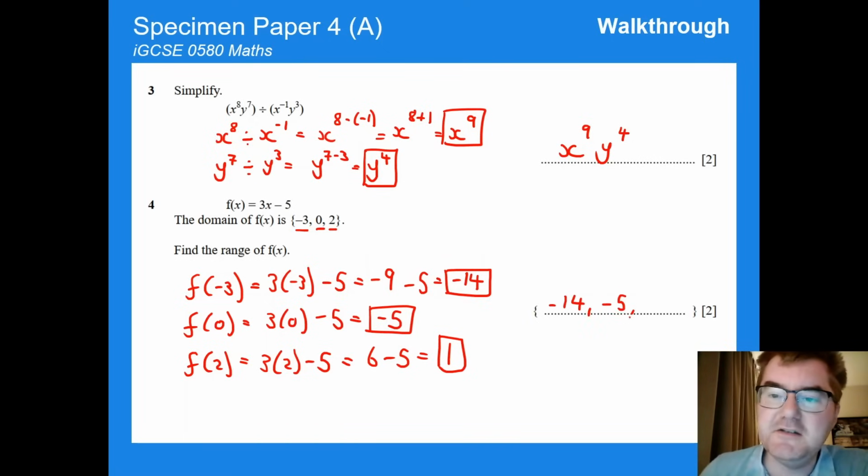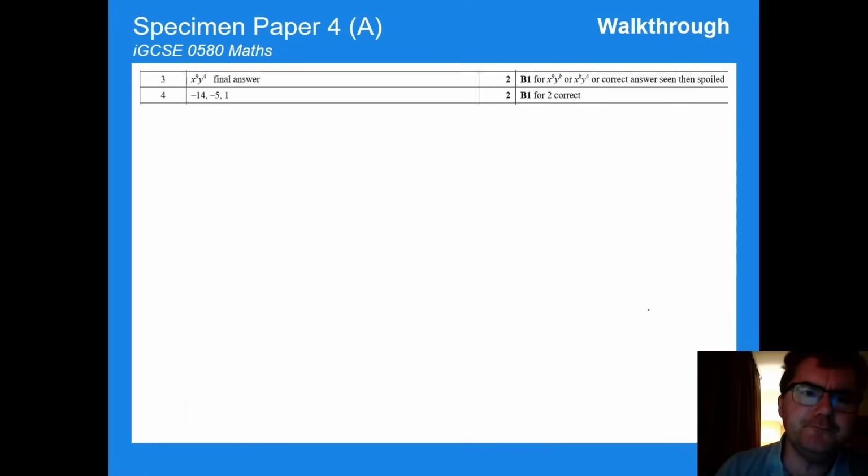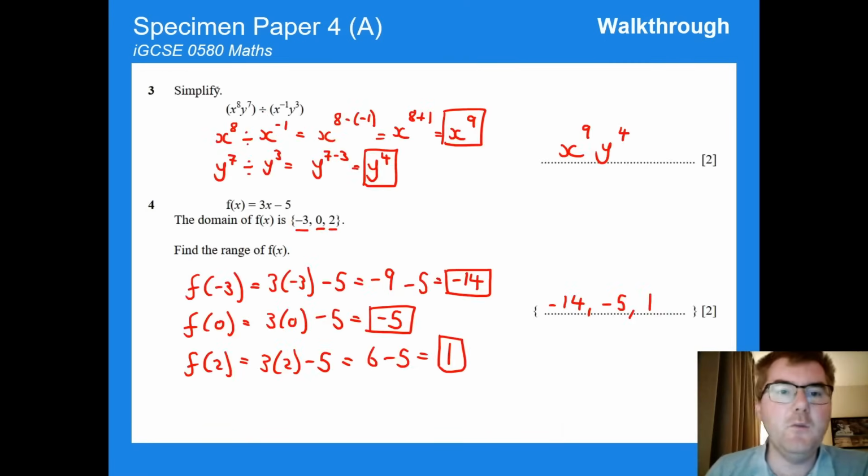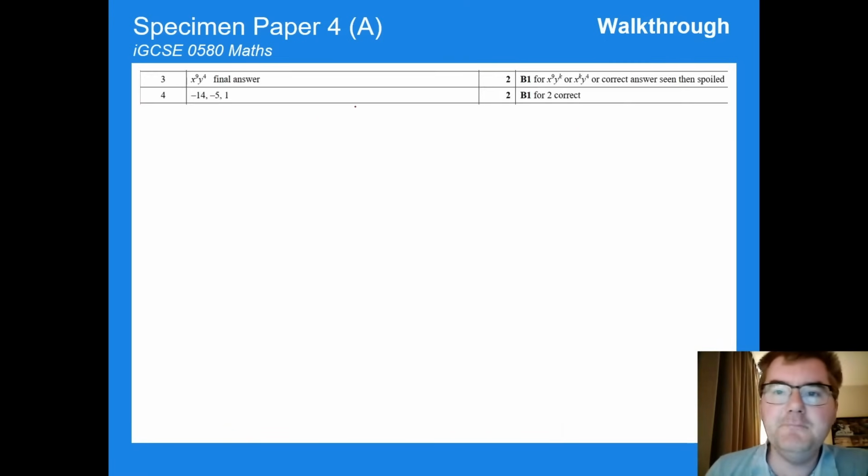-14, -5, and 1. So here are the answers, x to the power of 9, y to the power of 4. And here if you get 2 of them correct, say you make a mistake with the negative numbers, you'll still pick up 1 mark for question 4.